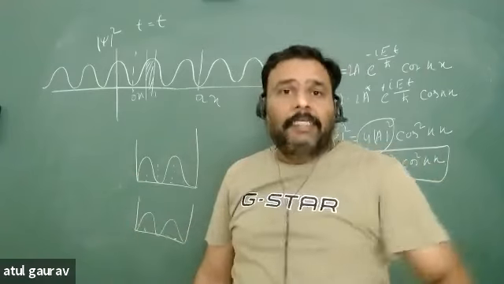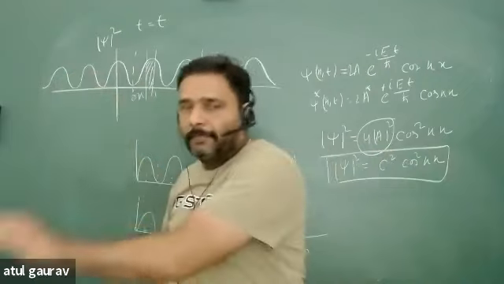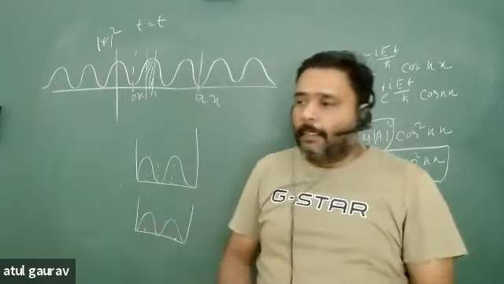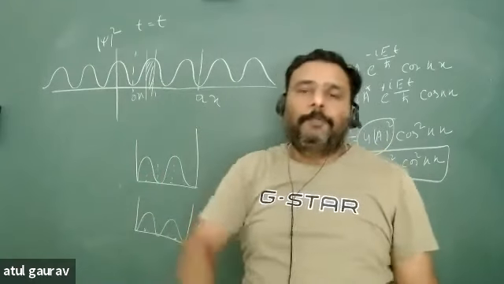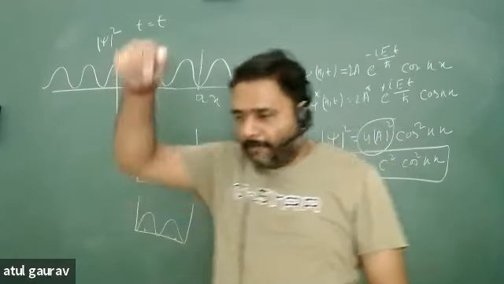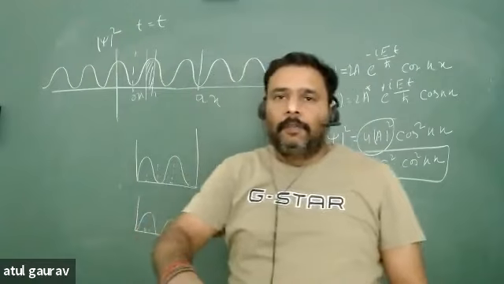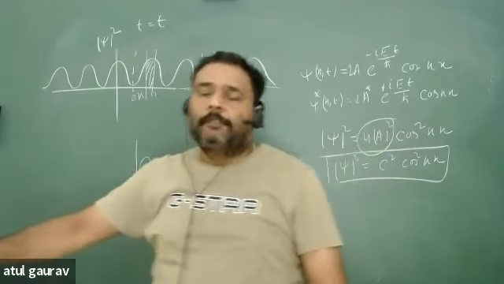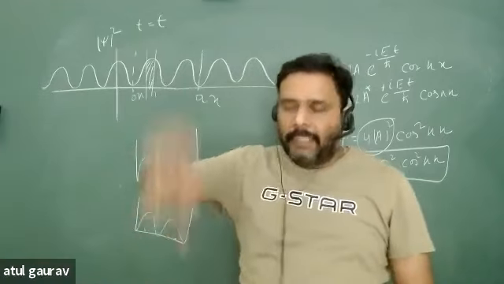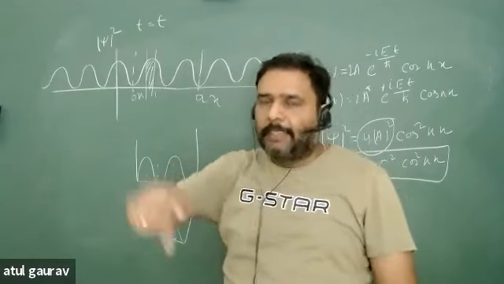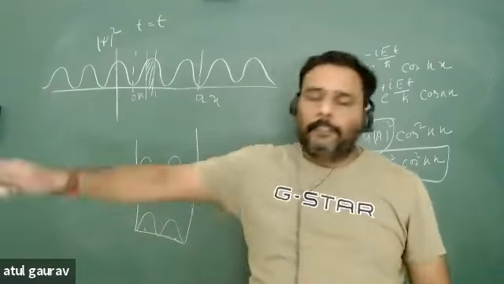Your probability density is also distributed from minus infinity to plus infinity. What is the meaning of that? At the same particular time, there is a probability that the particle can be found at this point, and it may be found at this point also. The probability can change, but there is a certain probability to find the particle at any point from minus infinity to plus infinity.